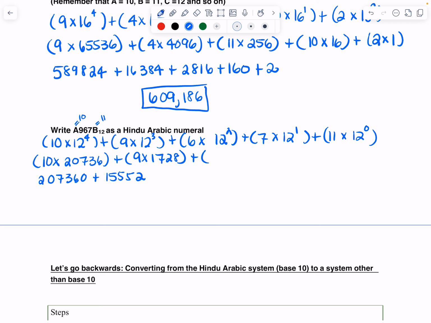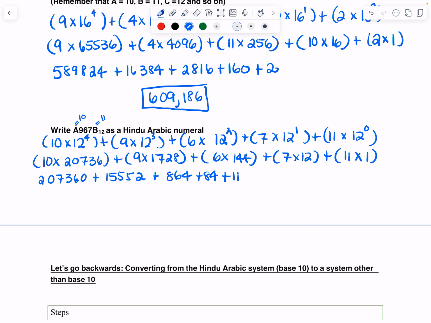Plus. Now I need 6 times 12 squared, and 12 squared is 144. Again, multiply 144 times 6, so I get 864. All right, next one is 7 times 12, which equals 84. Moving on, I get 11 times 12 to the 0, so 11 times 1, which is 11.